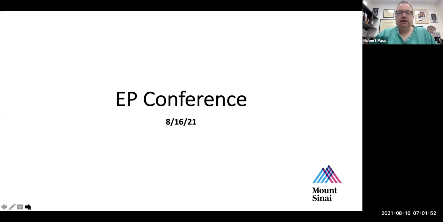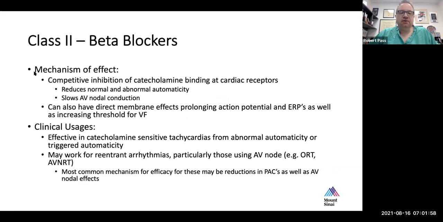Okay, so today we'll continue on with our very basic drug talks. Today we're going to talk about class 2 agents, which are beta blockers. The mechanism of effect of a beta blocker is competitive inhibition of the catecholamine binding cardiac receptors. They reduce normal and abnormal automaticity, and they slow AV nodal conduction.